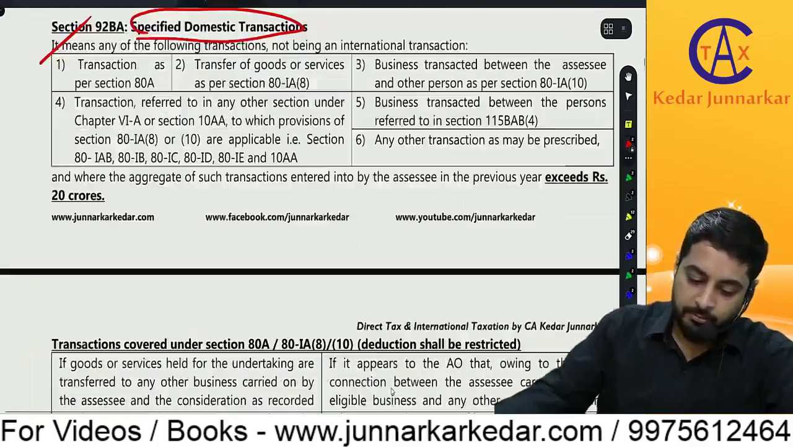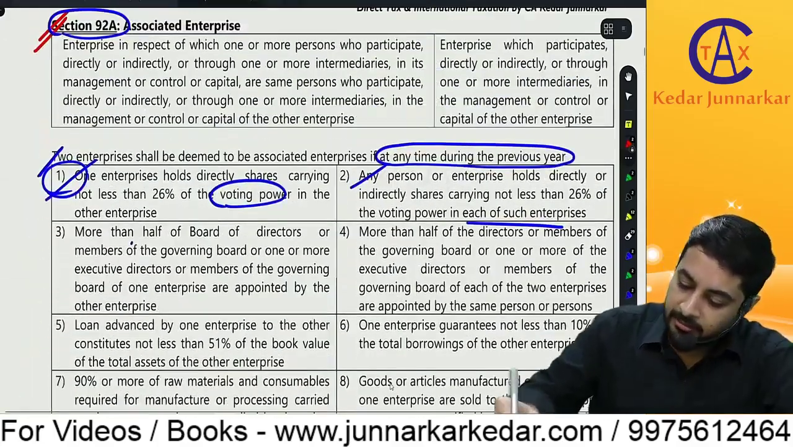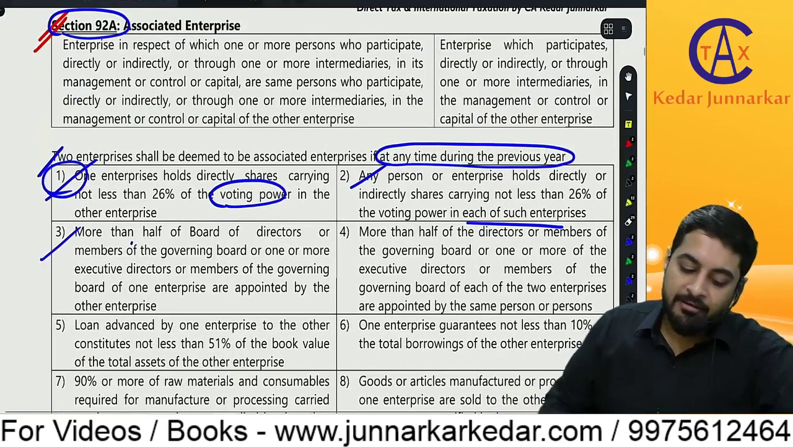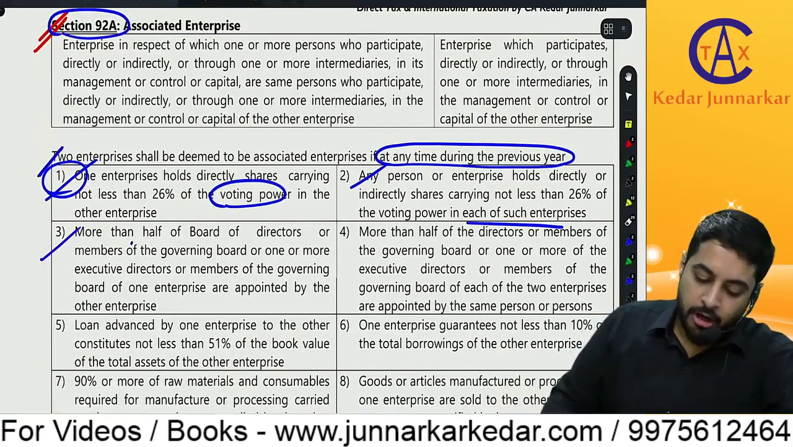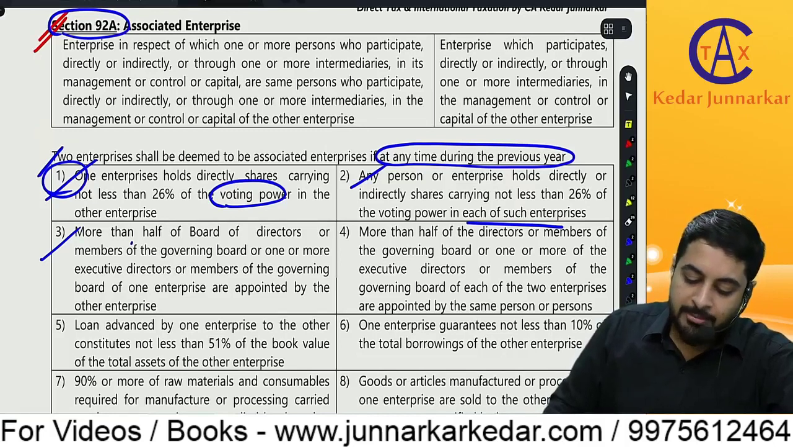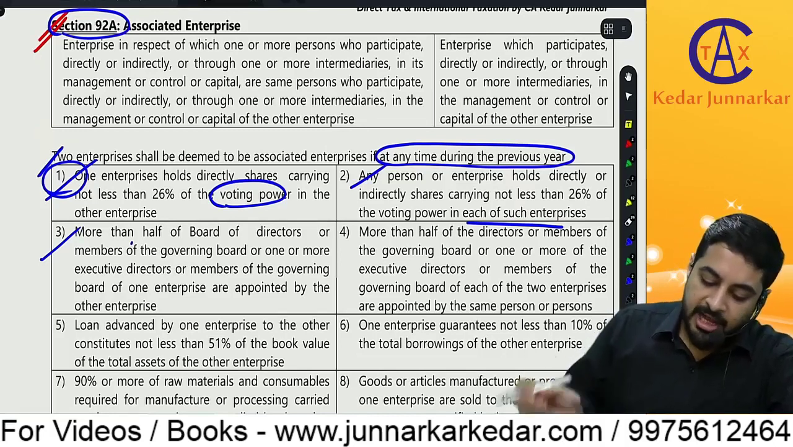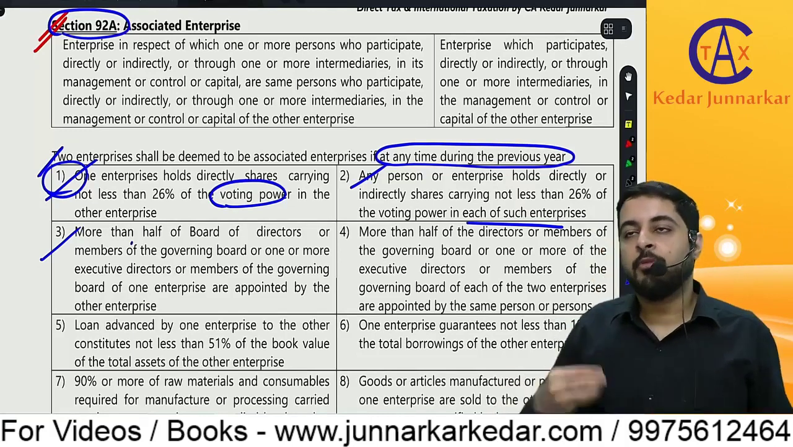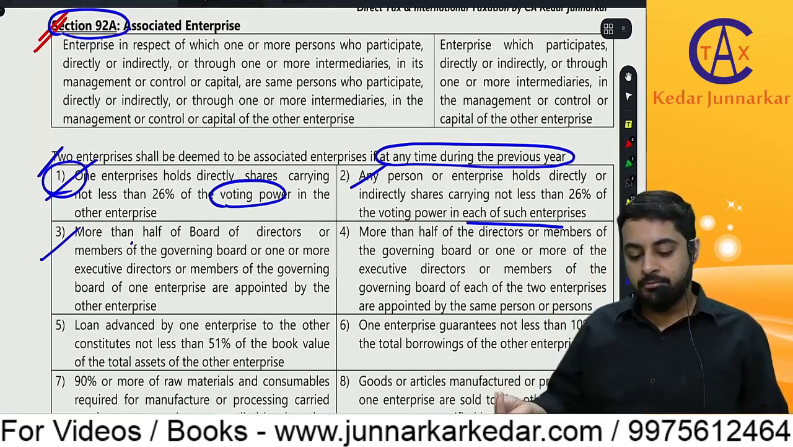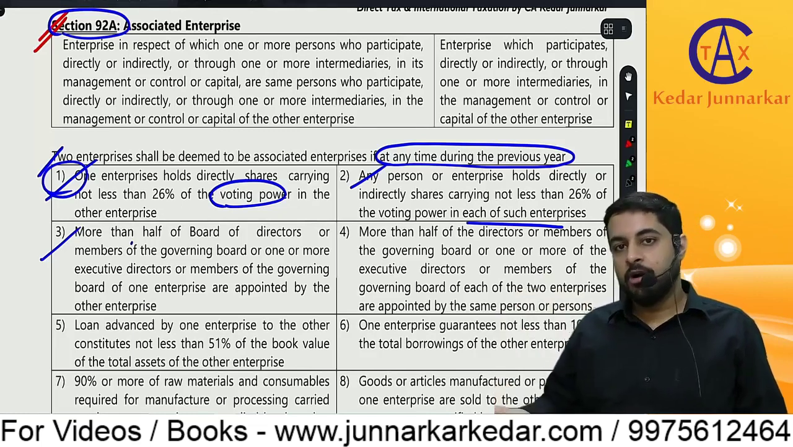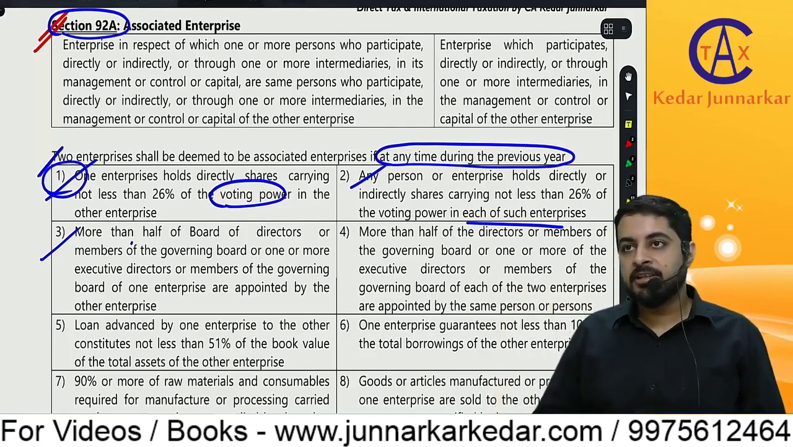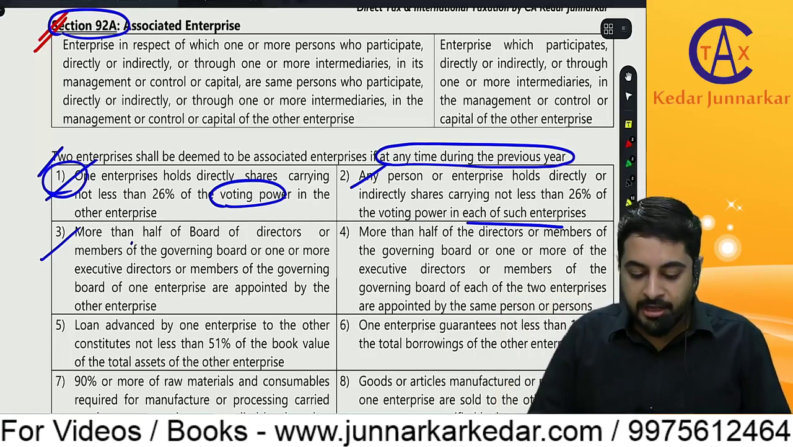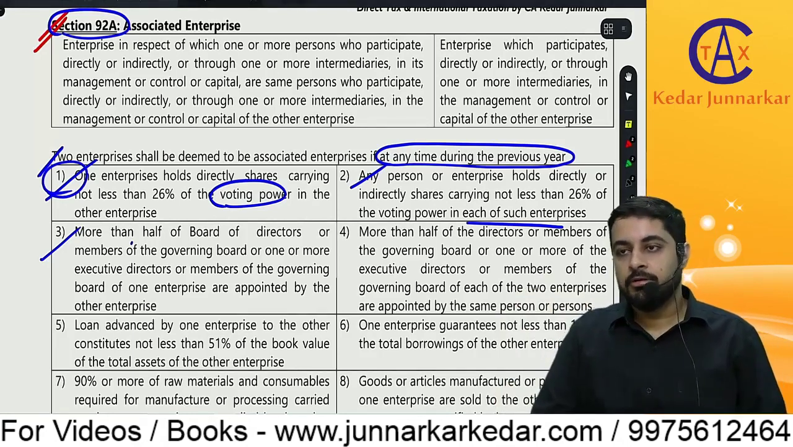Okay. Let's take up the next one. More than half of BOD or members of governing board or one or more executive directors or members of governing board of one enterprise are appointed by the other enterprise. Means the right to appoint more than half the BOD, in case of a company it will be the board of directors. In case of other persons, like in case of AOP and all, members of governing board.